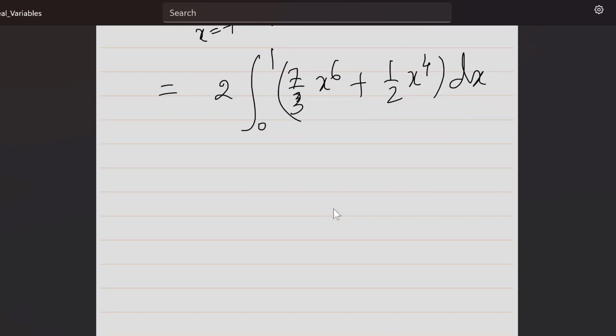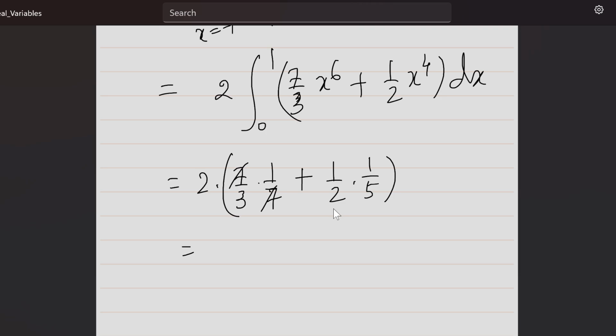So what is the answer? It is nothing but 2 into 7 by 3 into 1 by 7, since the integral of x power 6 is x power 7 by 7 evaluated from 0 to 1, plus half into 1 by 5. Okay, fine in the calculation. So it is 2 into 13 by 30, which is 13 by 15.